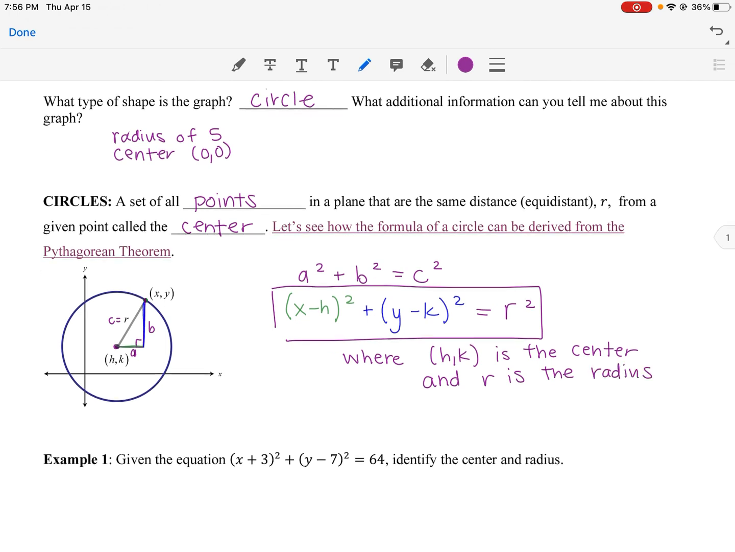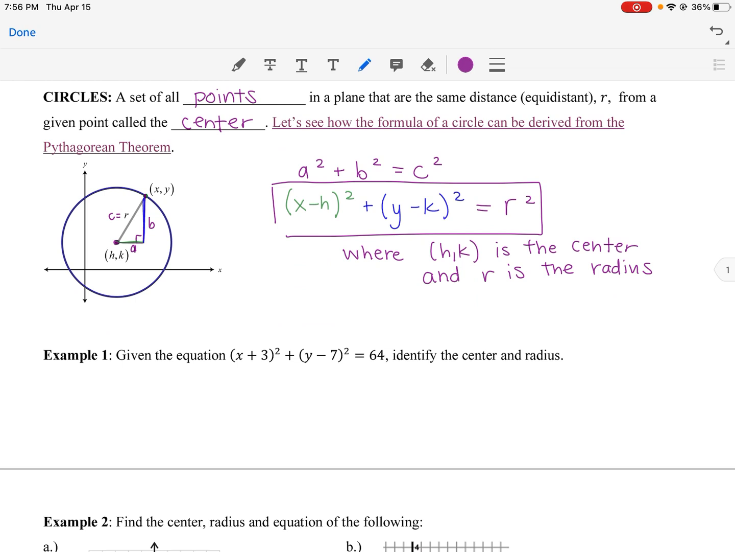Okay, so let's go ahead and take a look. I gave you the first equation. So we've got an equation of a circle. X plus 3 squared plus y minus 7 squared equals 64. And I want you to identify the center and the radius.